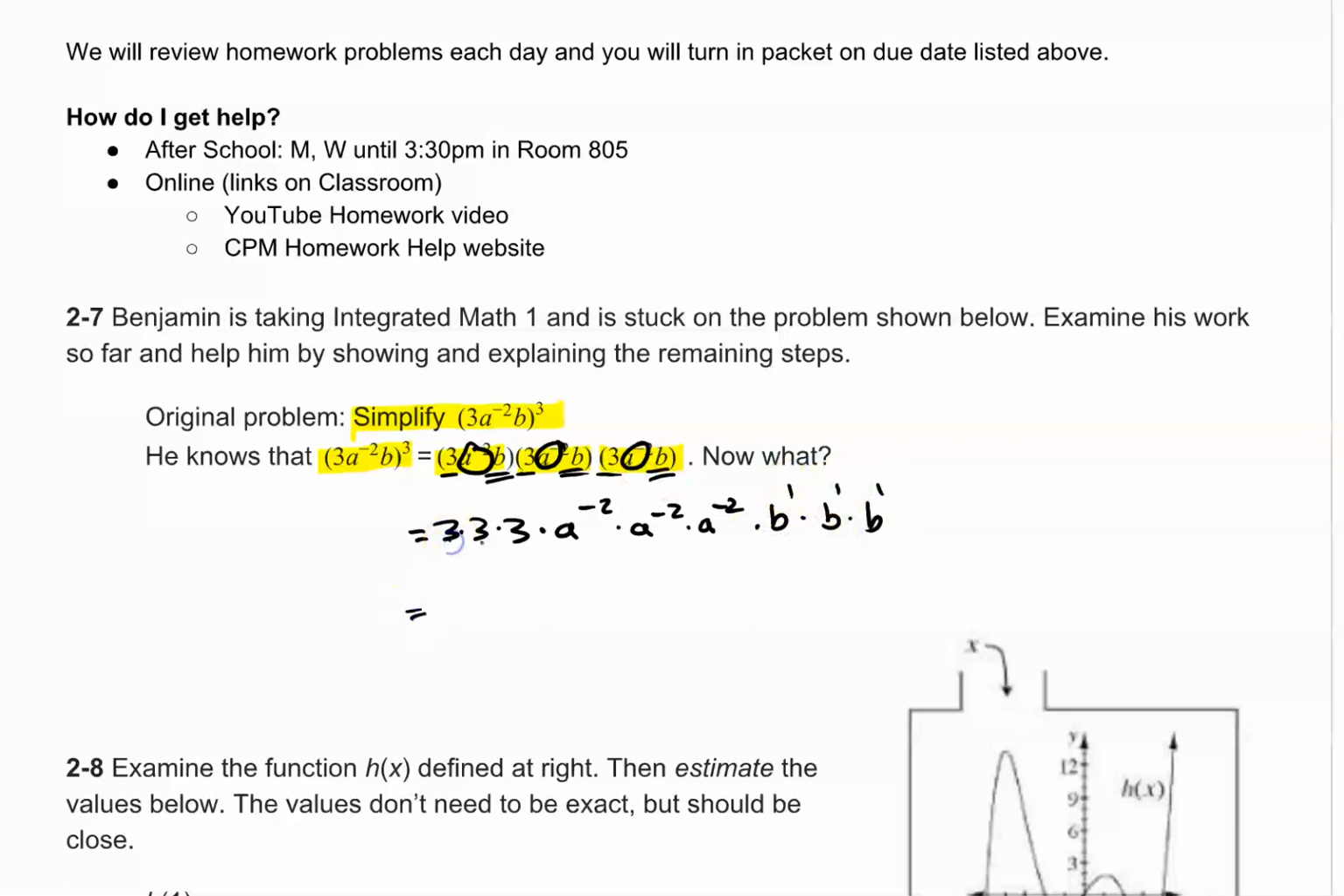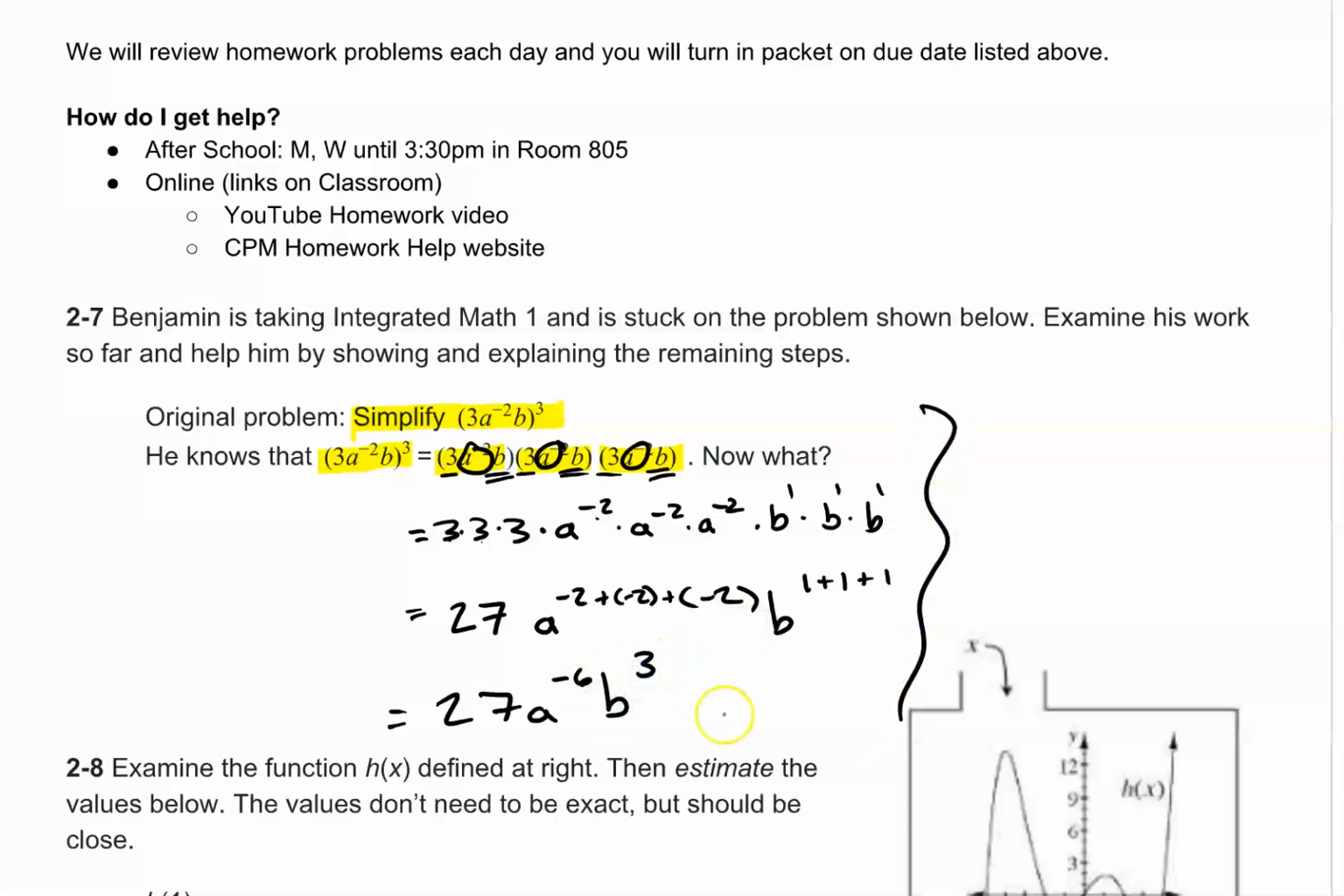Alright, 3 times 3 times 3 is 27. A. What happens there is when you multiply 2 numbers or values with the same base, their exponents add. So it just becomes a single A, base A, and then all these -2's add together. And then the same for the B's. Alright, so that is going to be 27A to the power of -6, -2, -2, -2. If you add those, that makes -6. And then B to the power 3.